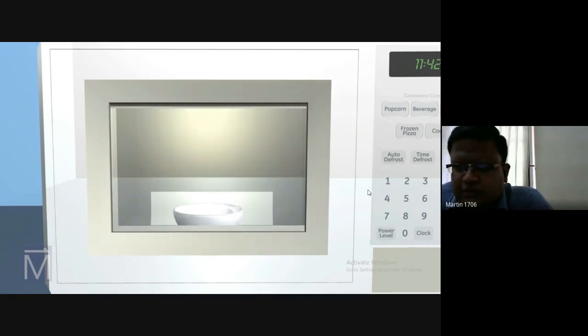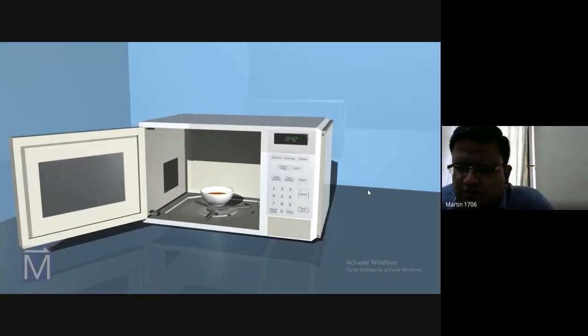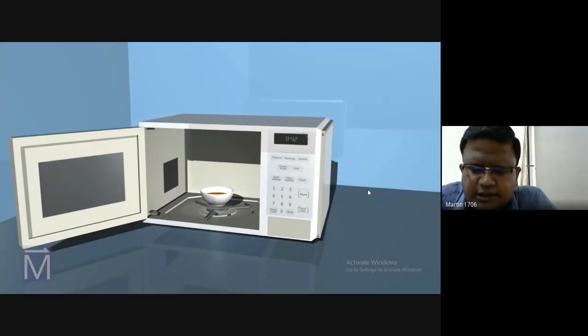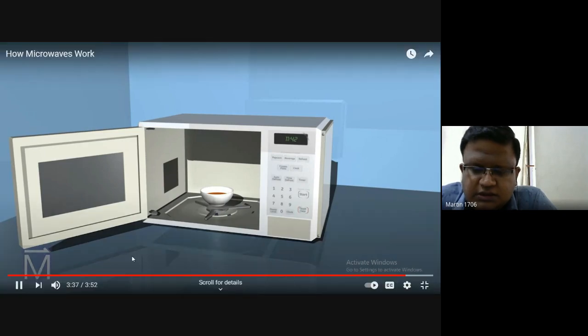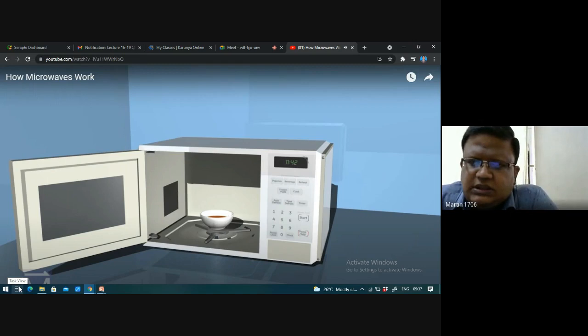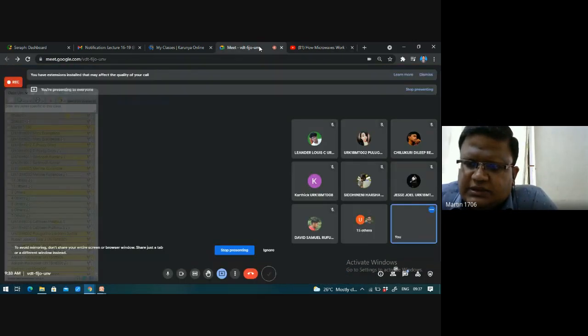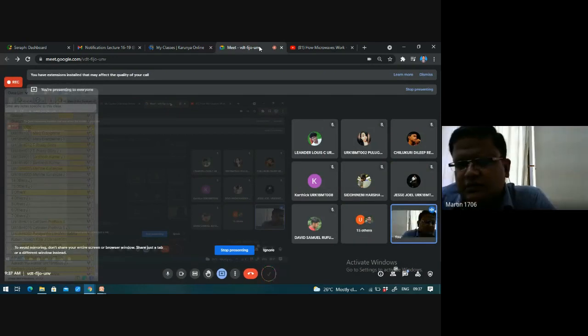Mostly in our laboratory, we are using X band of frequency. So that's all. The food has been cooked and boiled, so it is ready to eat. Okay, so this is the mechanism of a real microwave device.